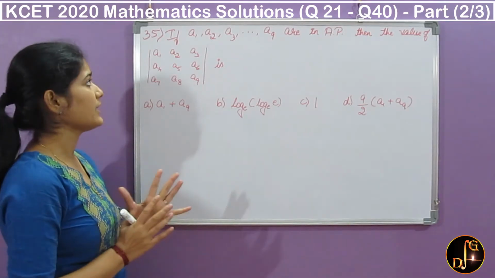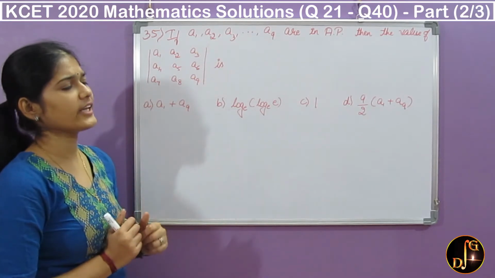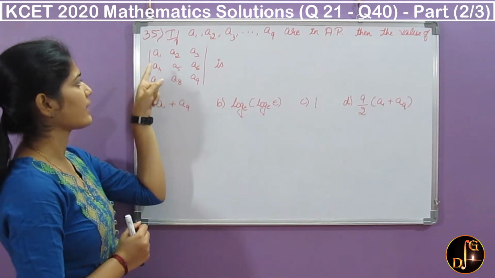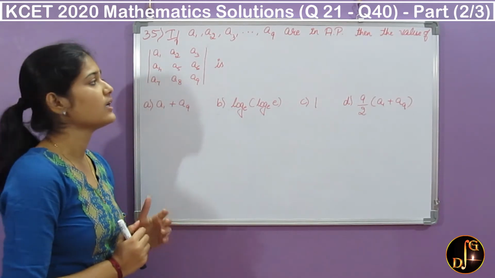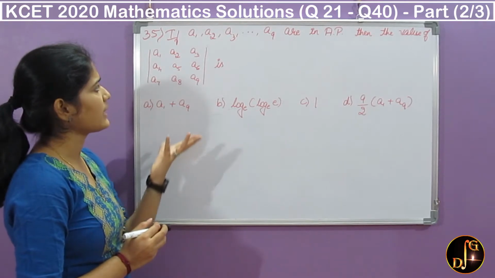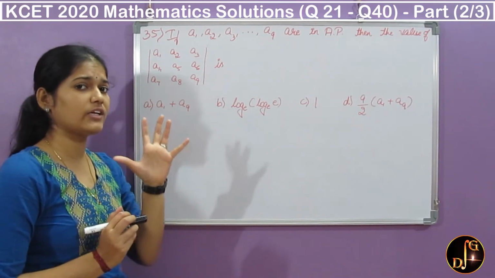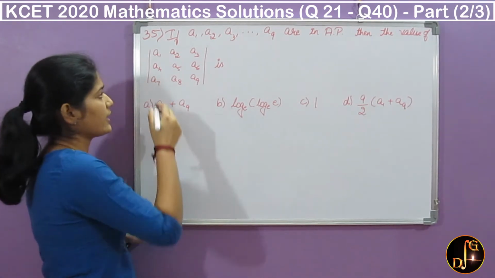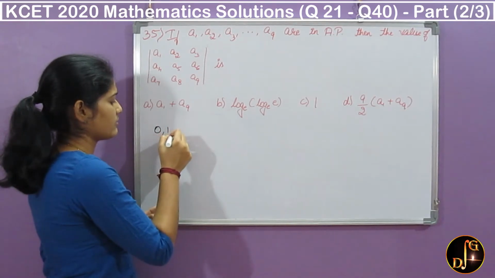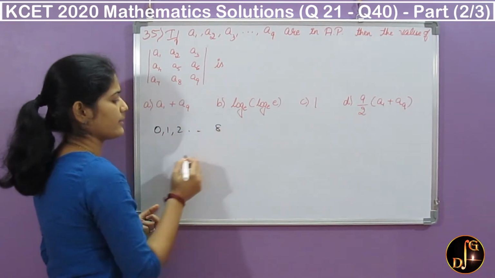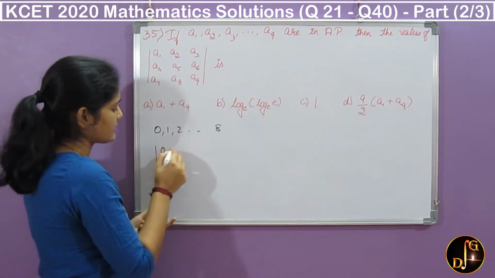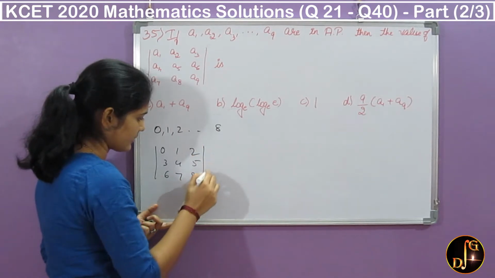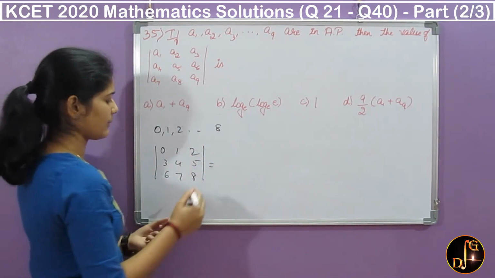In this problem, it is given that A1, A2, A3 up to A9 are in AP. Then we have to find the determinant of this matrix with entries A1, A2 and so on. Let's solve this by taking particular values for A1, A2 and so on. If we take A1 as 0 and common difference as 1, then the numbers will be 0, 1, 2 up to 8. Then the determinant is 0, 1, 2, 3, 4, 5, 6, 7, 8. Let's find the determinant.